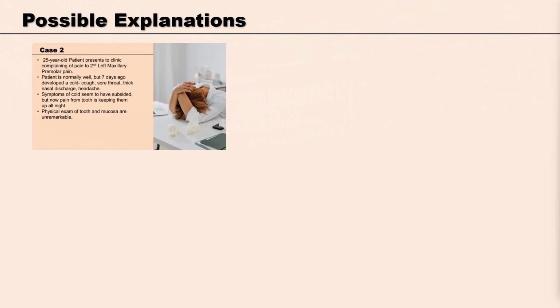Case 2. This was our 25-year-old patient with left maxillary premolar pain. They are normally well but have recently had a terrible cold. On examination, the teeth and mucosa were unremarkable, meaning that there was nothing obviously wrong with the teeth or mucosa. First thing we should shout out is that the patient has recently had a cold or upper respiratory tract infection. From our anatomy, we know that the relationship between the teeth and the upper respiratory tract are very close.